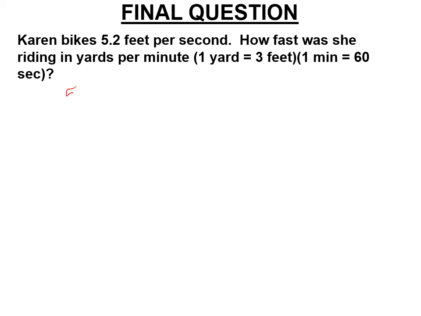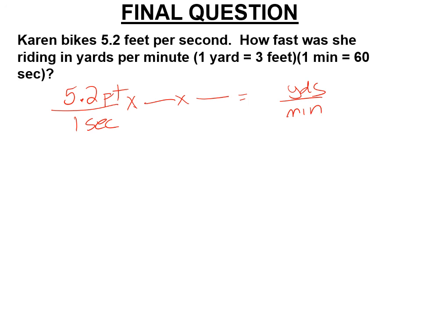Karen bikes 5.2 feet in 1 second. 5.2 feet per second. How fast was she riding in yards per minute? All right, looks like I've given 2 conversion factors, and I want it in yards per minute. So both feet and seconds are going. We're going to use this one to get rid of the feet. So the 3 feet go down here, and there goes the 1 yard. The feet cancel, and then we're going to get rid of the seconds. So the 60 seconds goes up there, and the 1 minute goes there, and we're going to get yards per minute. Notice what's left is in the correct location.